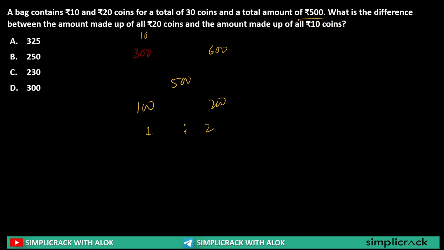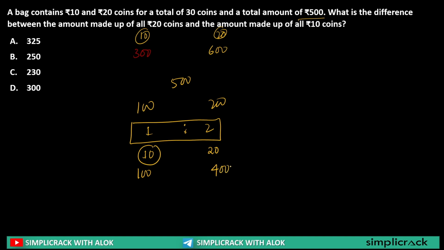So number of 10 rupees coins and number of 20 rupees coins are in the ratio of 1:2. That means 10 coins are of 10 rupees and 20 coins are of 20 rupees. That means the total amount of 10 rupees coins is 100. The total amount of 20 rupees coins is 400, and the difference is 400 minus 100, that is equal to 300. Clear? Yes.